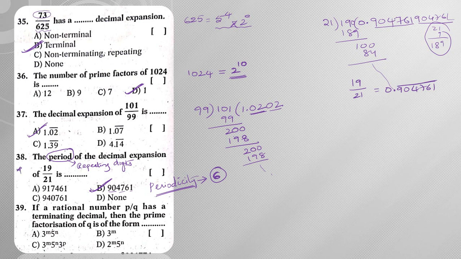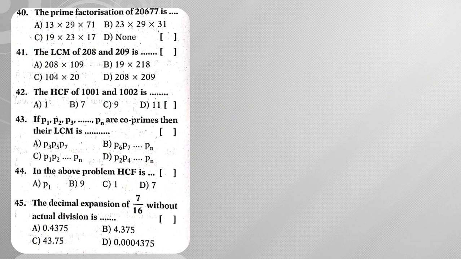Next, 39. If a rational number p by q has a terminating decimal, terminating decimal means clearly we need to understand that the denominator is in the form of 2 power n into 5 power m. Here 2 power m into 5 power n is given, so anything is okay, right? Next, moving on to question number 40. The prime factorization of 20677. Whenever you have such big numbers, then go with the multiplication.